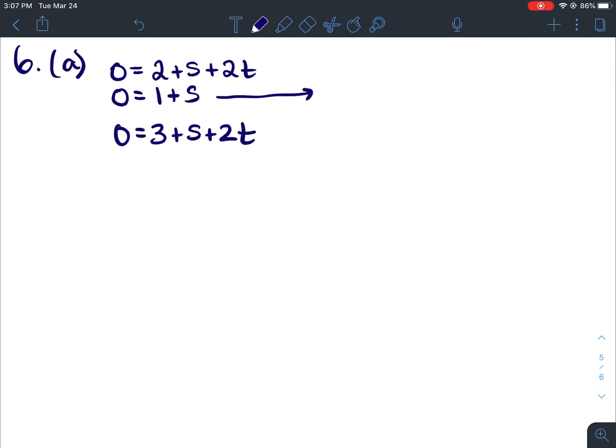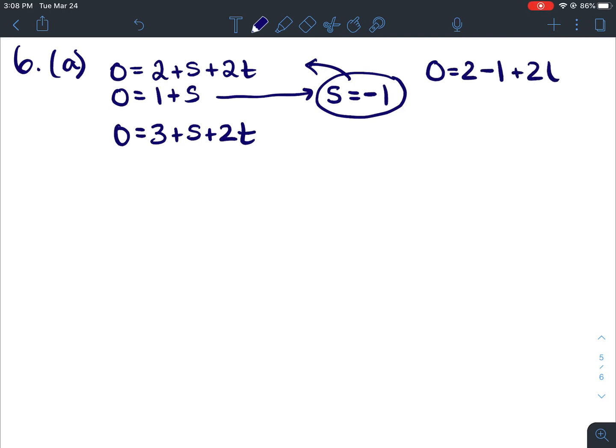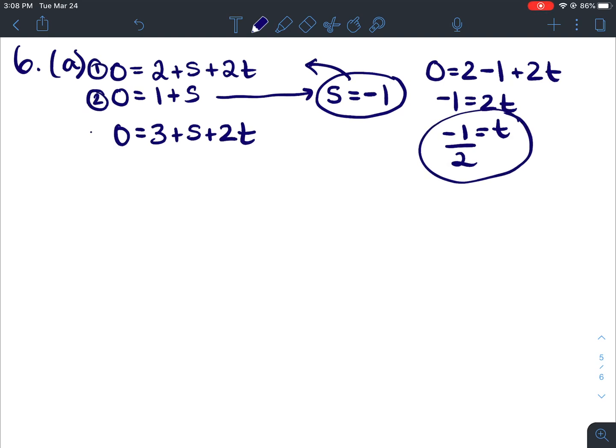I'm going to take the y equation right off the bat. Since it doesn't have a t, I can just solve for s in this equation. So s equals -1. Then I'll sub it into one of the equations. It doesn't matter, but I'll pick number 1. So 0 equals 2 minus 1 plus 2t, and I'll solve for t. 2 minus 1 is 1, so -1 equals 2t. So t equals -1/2. That's using equations 1 and 2, so x and y.